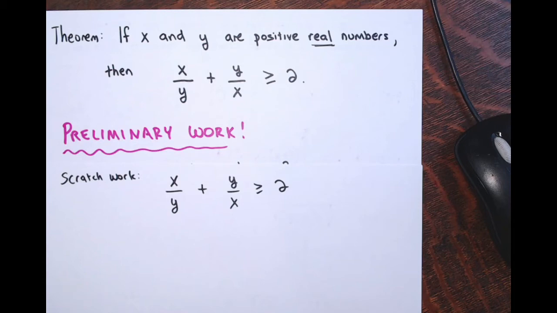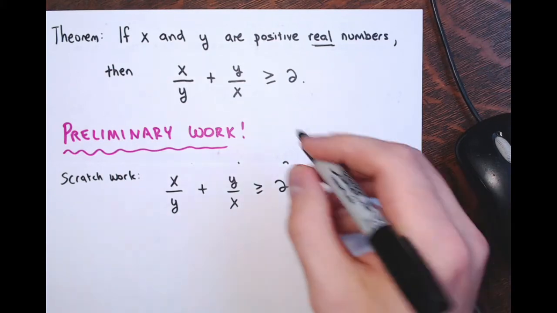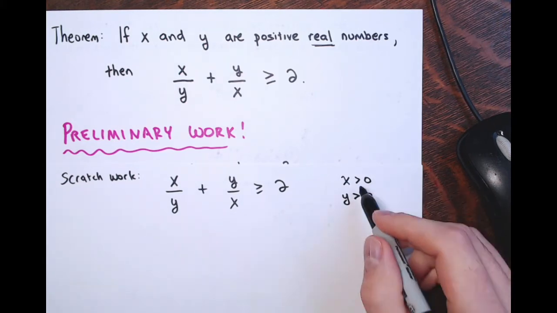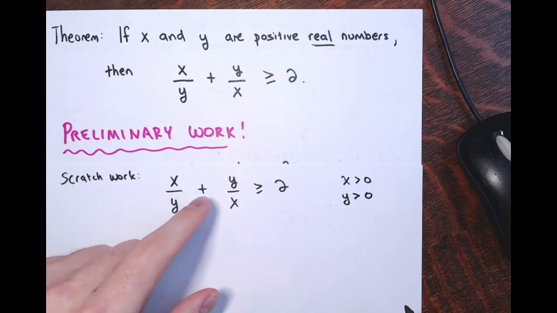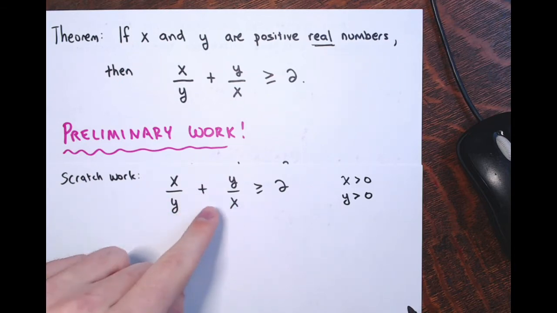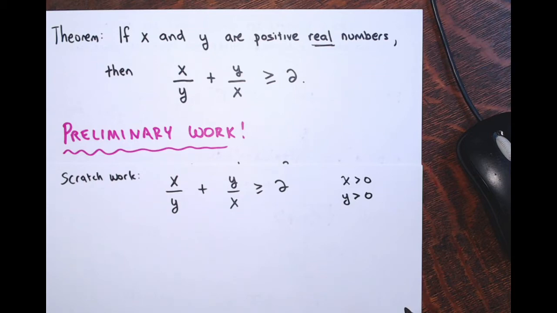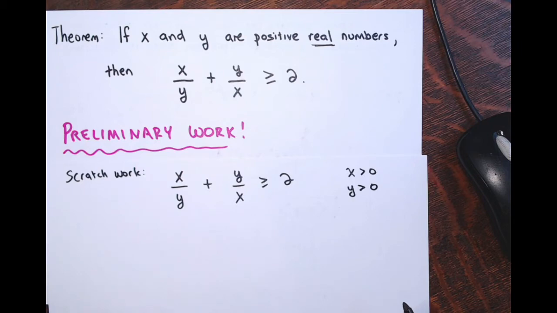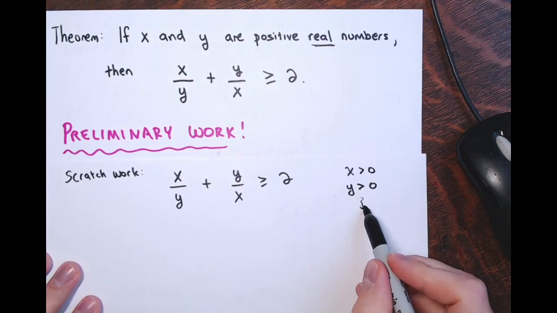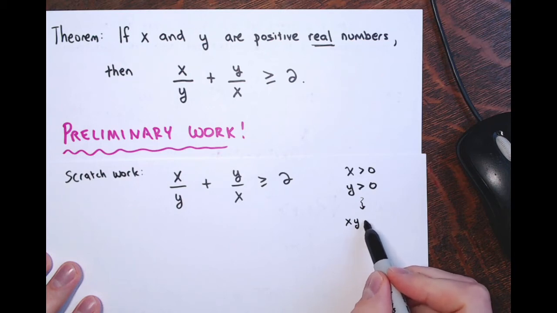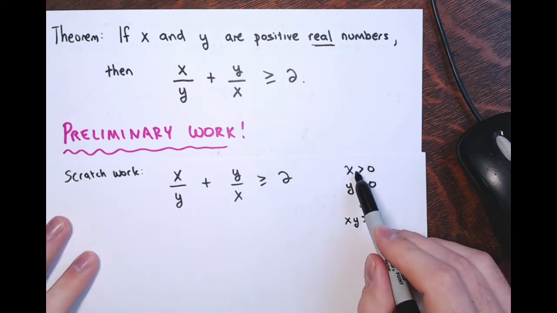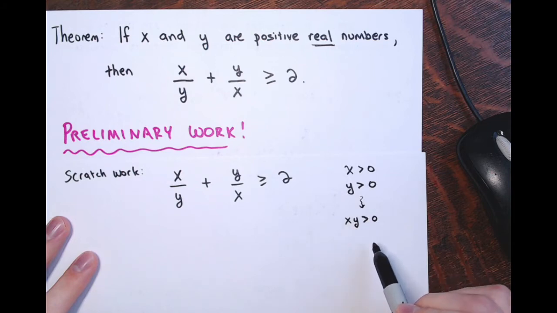We know that x has to be positive, right? We're dealing with positive real numbers. y has to be positive, right? So x and y are greater than 0. We know this, and let's mess around with this. I mess with this until I get to a statement that I know is true, and then I work backwards. So if these are true, then, this is an algebra rule, x times y must be positive. If I multiply the first one by y or the second one by x, I'd get x times y is positive.